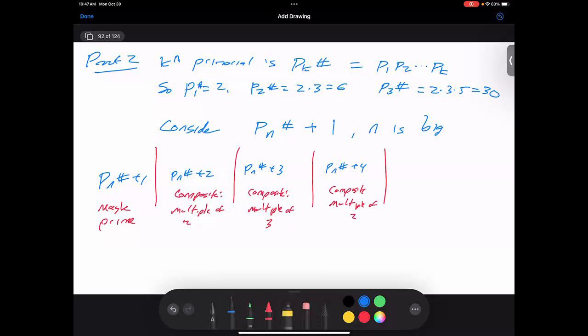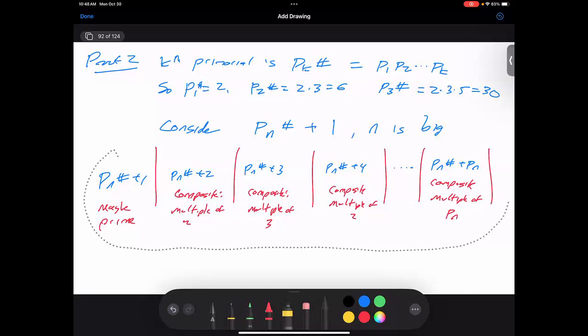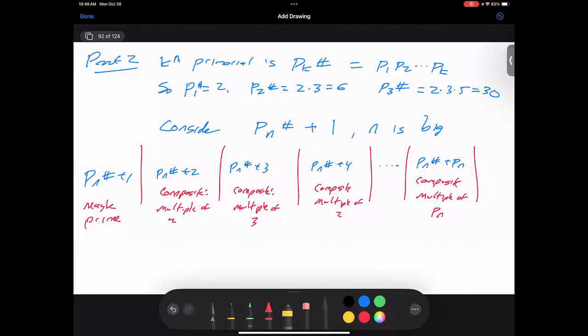And we can keep marching down. And I claim, even when we get to p_n primorial plus p_n, what's this a multiple of? A multiple of p sub n. So I claim that all of these numbers are composite. So the next number that could possibly be prime is one more than all of this. So if I look at p_n primorial plus p_n plus 1, maybe it's prime. So this might be prime, this might be prime. We have here a stretch of composites.